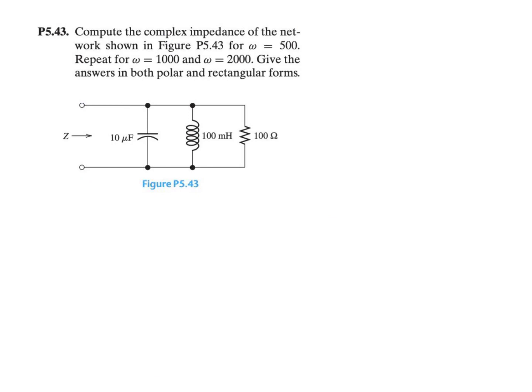Question P5.43. Compute the complex impedance of the network shown in figure P5.43. The angular frequency omega is 500, and we are asked to repeat for different omega values, when omega is equal to 1000 and 2000. And we are asked to give the answers in both the polar and rectangular form. Well, this question actually acts as network simplification.